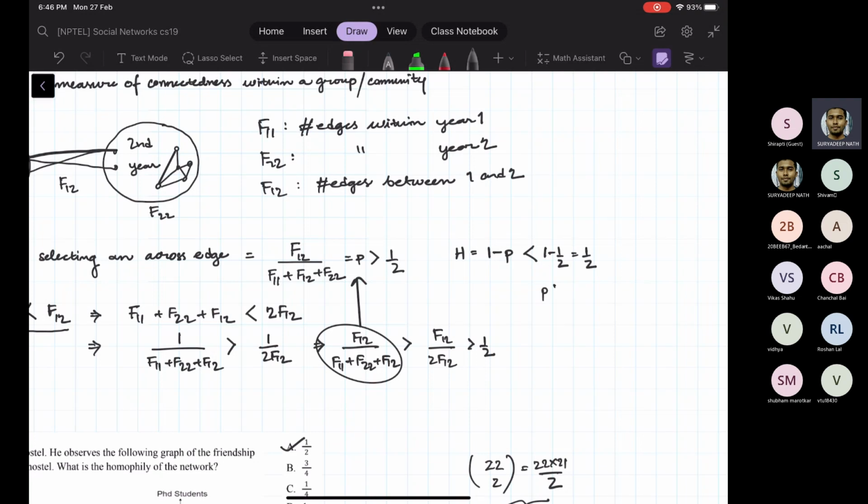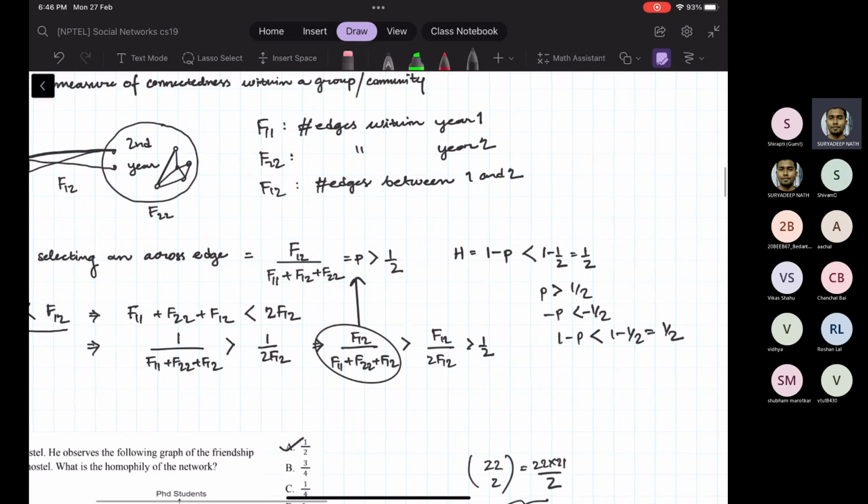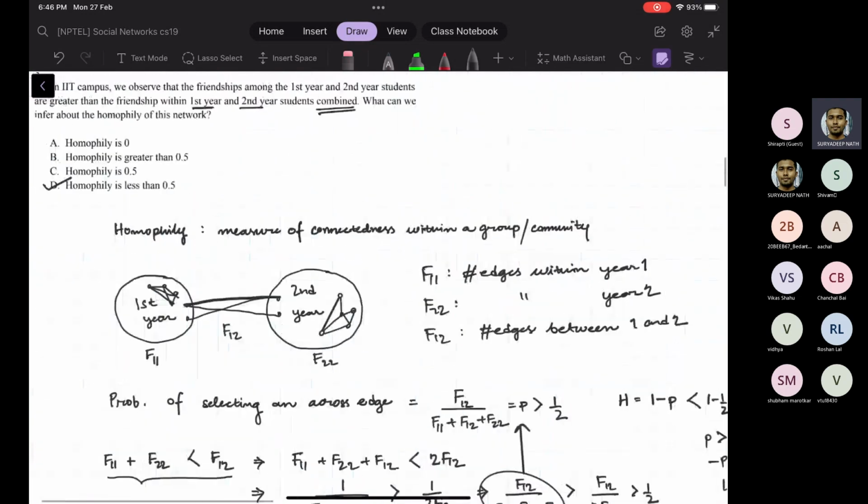So P is greater than half. So minus P will be less than minus half, and 1 minus P would be less than 1 minus half, that is half. So homophily is less than 0.5. So the answer is option D.